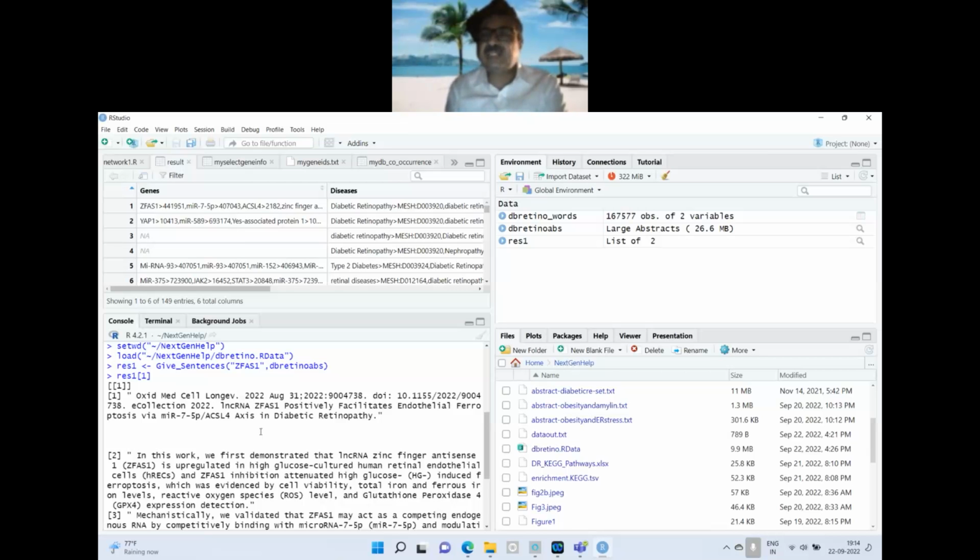Positively in this particular case, and it does it through a process, some other entity. So it doesn't do it directly on its own, but via media. And in that media, the items are microRNA and ACSL4 genes in diabetic retinopathy.